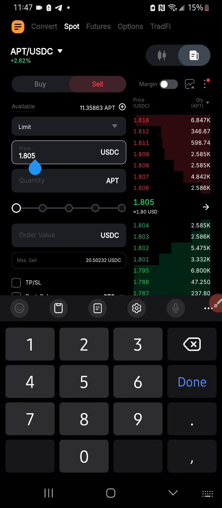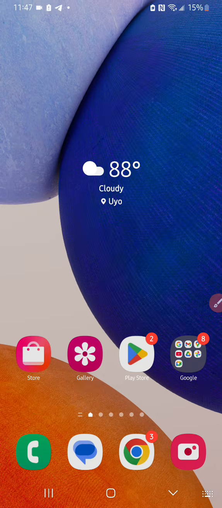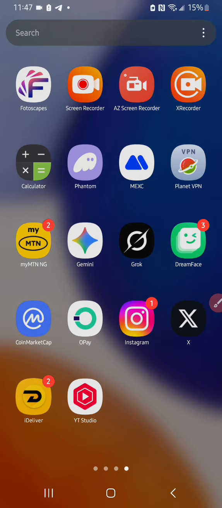Okay, you can choose to sell it for that initial 1.805 rather, but if you want to make big profits, this is where the trick comes in. The trick here is simple. You quickly open up your coinmarketcap.com.